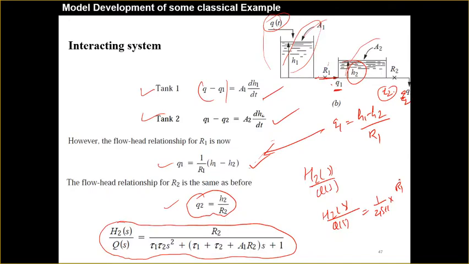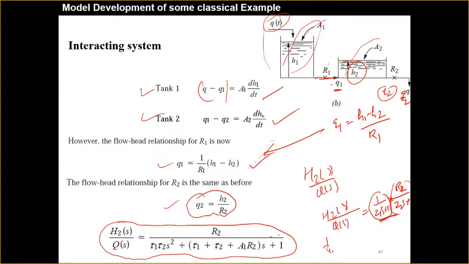R2 upon tau 2s plus 1, right? So you can see this is the multiplication of 1 upon tau 1s plus 1, 1 upon tau 2s plus 1, and the resistance of the last. However, in this case, both are second order systems.